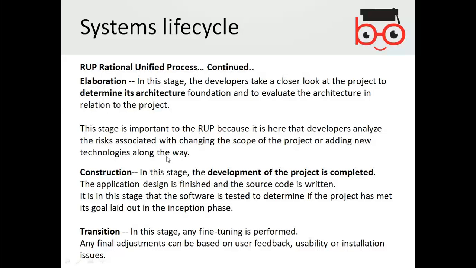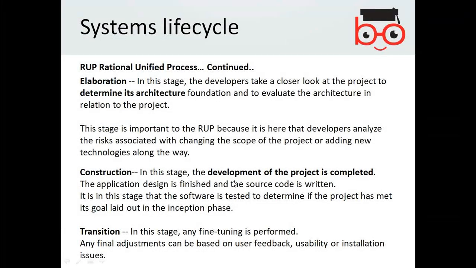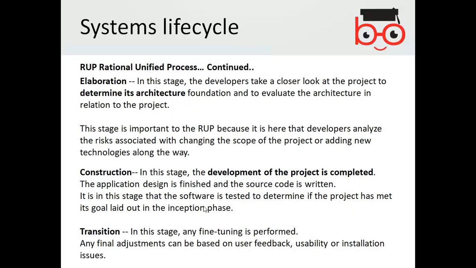The construction. In this stage, the development of the project is completed. Basically, the application design is finished and source code is written. In this stage, the software is tested to determine if the project has met its goals laid out in the inception phase. So, construction is basically the reflection of the inception, whether you decided to go ahead with a particular project or not. The construction really gave the output of the inception.